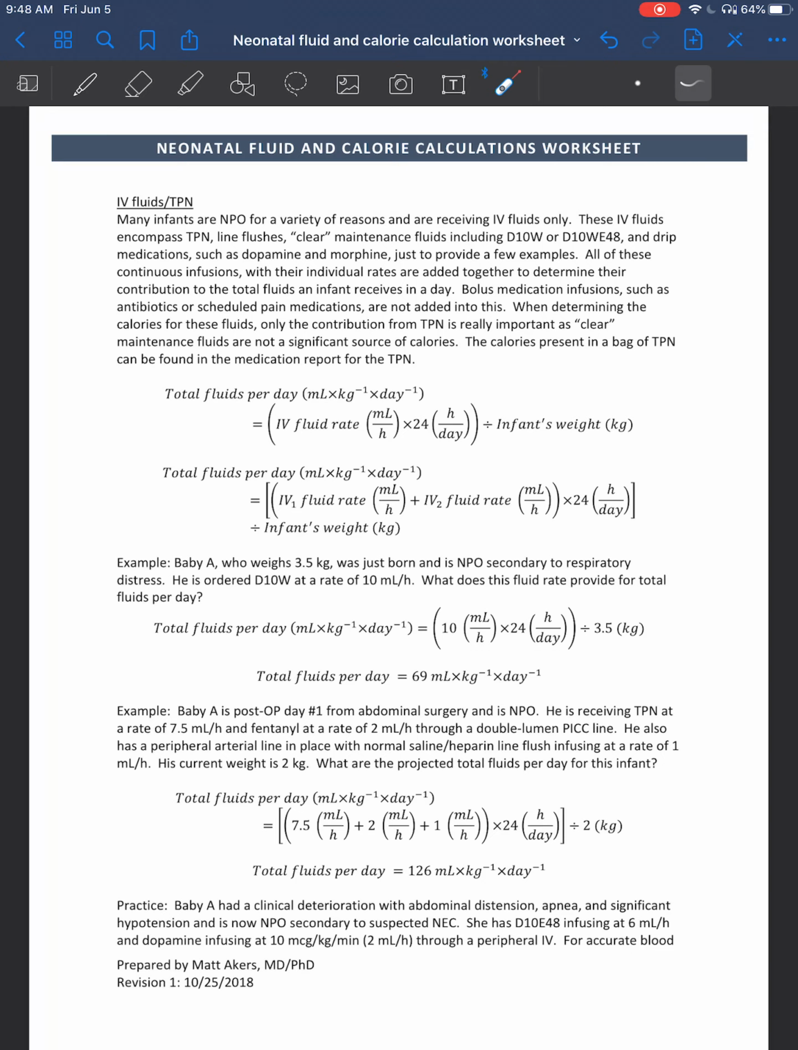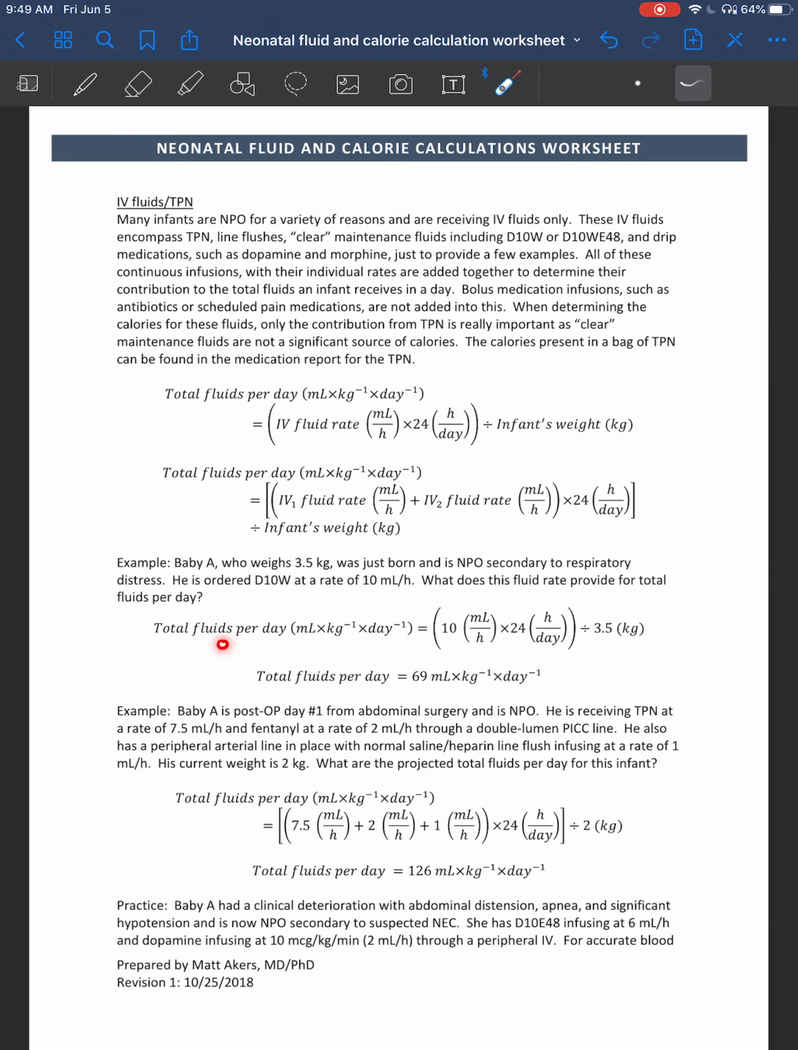If there are multiple IV fluids, then we can add the rates for each individual IV fluid. IV fluid 1's rate plus IV fluid 2's rate, then take that total rate, multiply by 24 hours, divide by the infant's weight. Let's look at this example. Baby A, who now weighs 3.5 kilograms, was just born, is NPO secondary to respiratory distress, and is ordered D10W at a rate of 10 milliliters per hour. We're asked to find the total fluid rate, or total fluids per day for this baby.